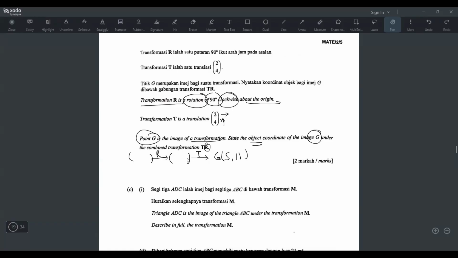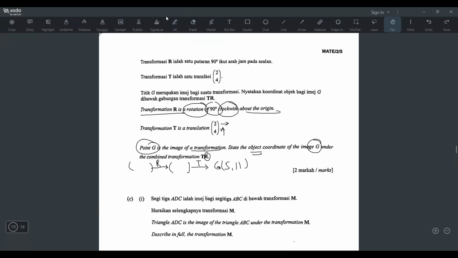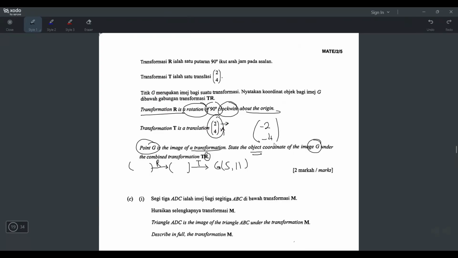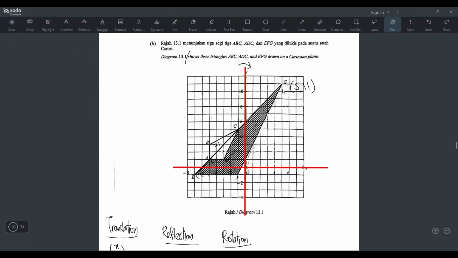Now I have to do transformation T in reverse. Transformation T is translation (2, 4). Where is it? Here, right? (2, 4), but since I have to do it in reverse, I have to change sign, tukar tanda, becomes (-2, -4), right? So what I have to do now is go to point G and translate (-2, -4). Then I will get the answer here, right? So this is point G.